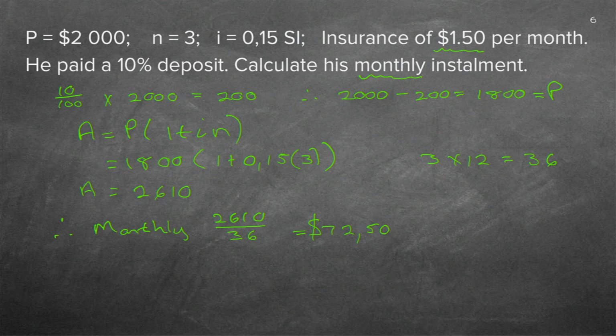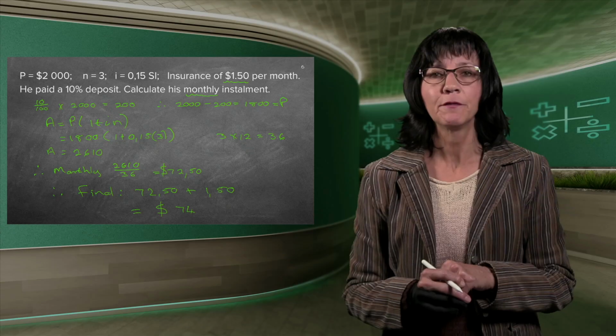We never used that. What is that? We have to pay an extra $1.50 per month for our insurance. So what do I need to do? My final monthly is the 72,50 plus the 1.50, and that gives me $74. So in the end, monthly is going to pay $74.